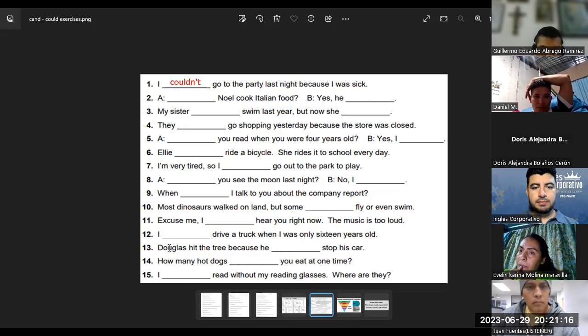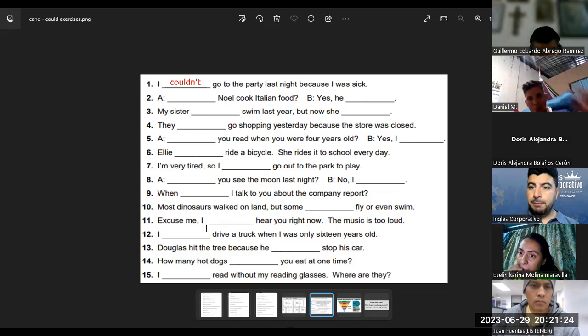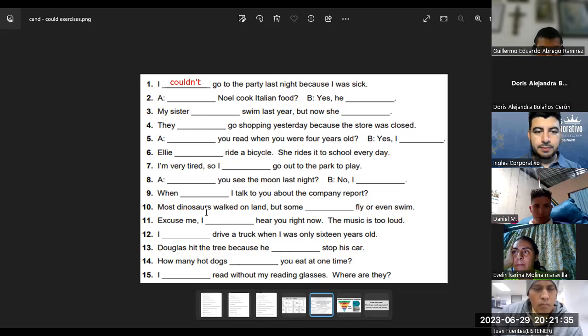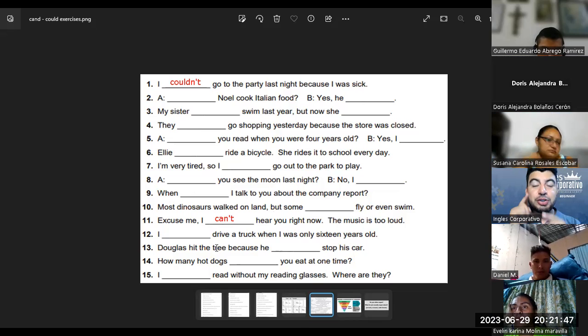Daniel and Alejandra. The number 11. Sorry, 11. Excuse me, I couldn't hear you right now. The music is too loud. Okay, perfect. Thank you. Excellent, because it's negative. But, como aquí dice, right now, ahora mismo, no sería couldn't. En presente sería... No, it's good. I can't. Sería can't. Porque diría, discúlpame, no te puedo escuchar en este momento. La música es muy fuerte. Okay. But thank you. Because you identify that it is negative.